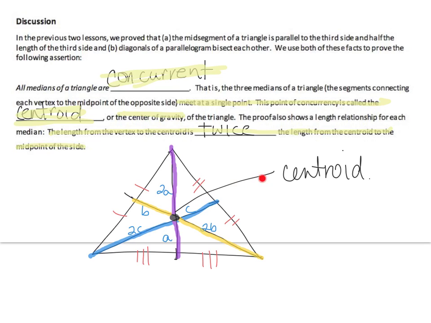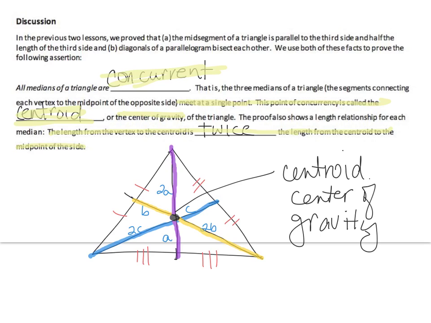So this dot right here is called the centroid, which is also the center of gravity. That means that if I cut this triangle out and placed it on the tip of my pencil right here, it would balance perfectly. This proof is also going to show that the length from the vertex to the centroid is twice the distance from the centroid to the midpoint. So the length here is twice this length.